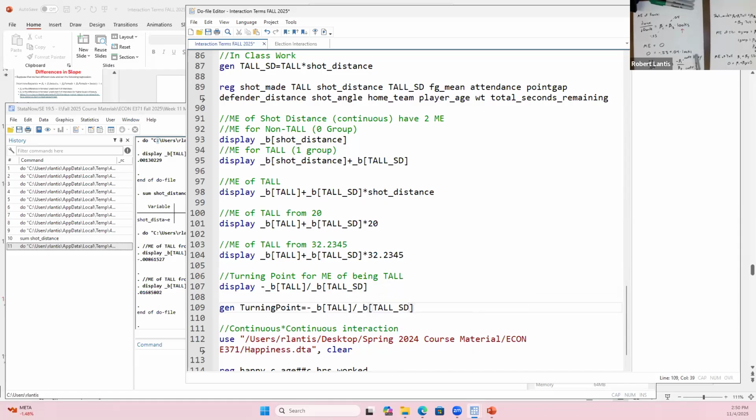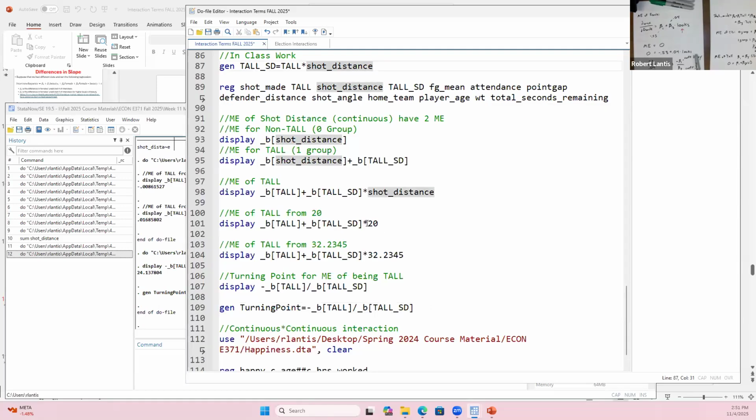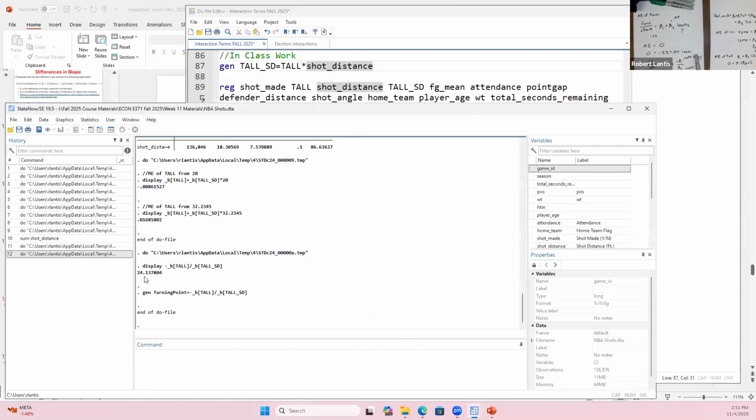Right, so I could use that display command, or I could create a new variable if I wanted to. Now I'll do both of these here because I want to show you something. So it tells me the turning point is 24.13, which makes sense because when I calculated the marginal effect at 20 and 32, it switched somewhere in that range. The exact value would be 24.13.